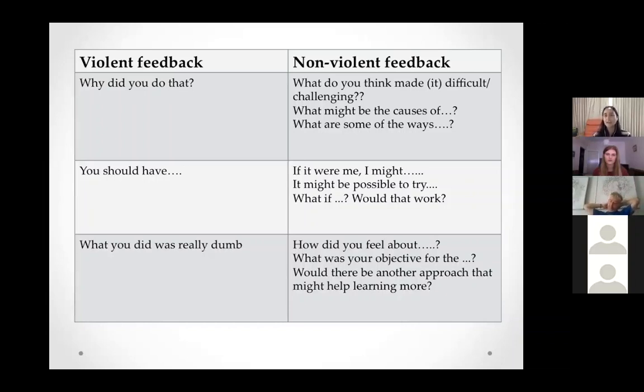Like, if it were me, I might, something like turning it towards yourself rather than directing it at you. And then for what you did was really dumb, instead of placing a judgment, ask. So maybe that person already thinks that they did something really dumb. So you can probably ask them, how did you feel about the activity that you did the other day, or something like that.